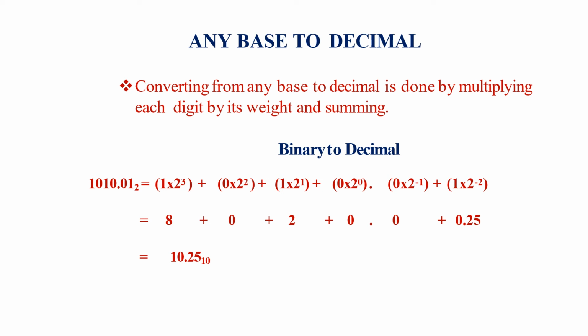So we can add all these values together. 8 plus 2 is 10, and the fractional value is 0.25. So the result is 10.25 with base 10. Likewise, we can convert any base to decimal by using the weighted values and finally summing all the values together. This is, for example, binary to decimal.